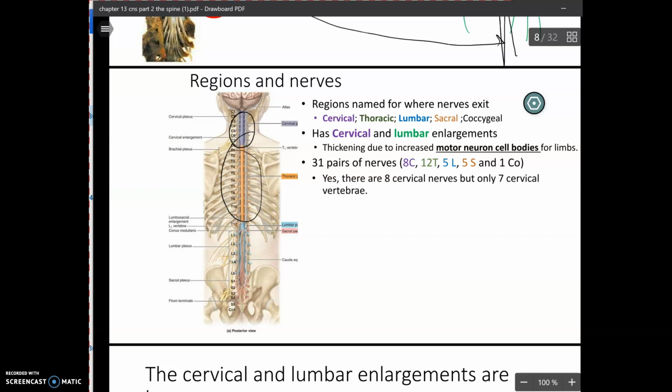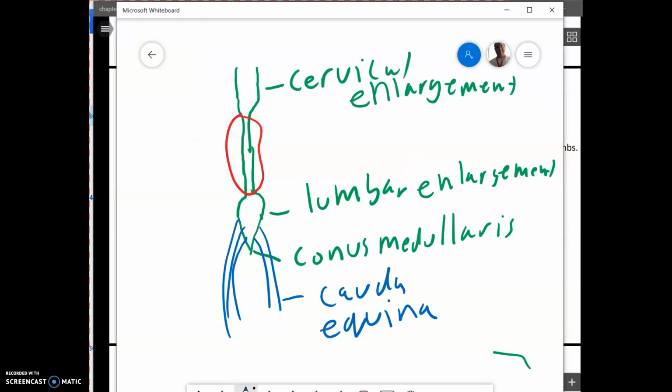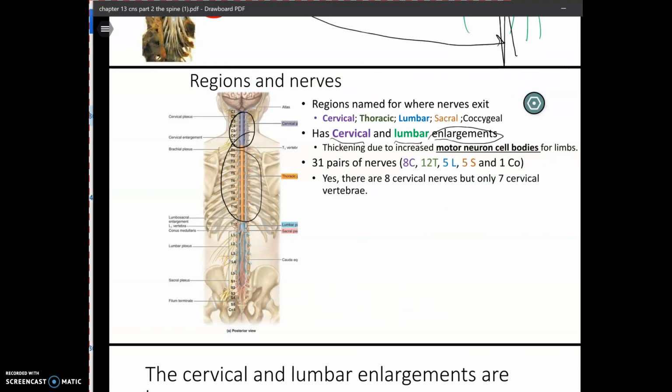Now, you have thickenings at the cervical and lumbar regions. Those are called the cervical and lumbar enlargements. Remember my beautiful drawing over here? We also have that because you have motor neuron cell bodies. Why do you think you have motor neuron cell bodies in those regions? Oh, you have the limbs here and down here. So you have more cell bodies for the limbs.